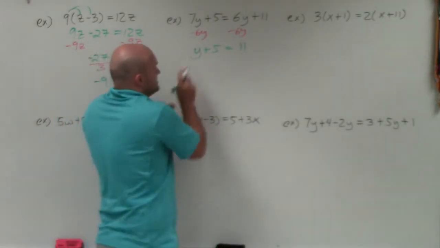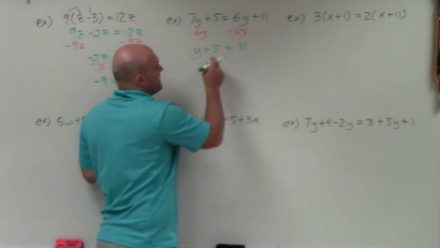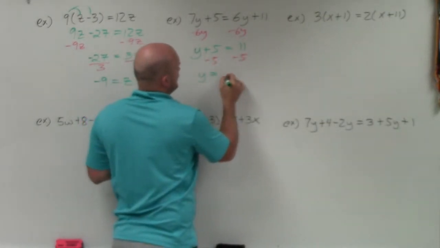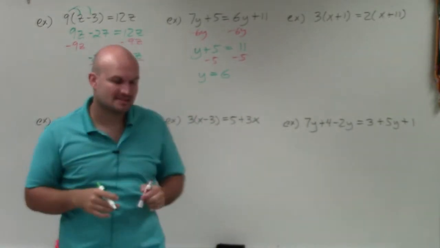Now, to solve for y, I just need to undo adding 5. So I'm going to subtract a 5 on both sides. And I'm left with y equals a positive 6.